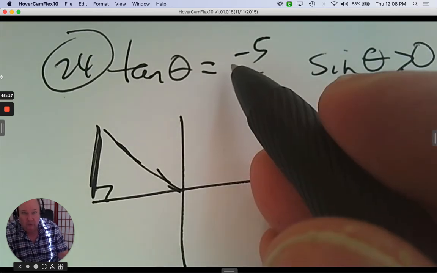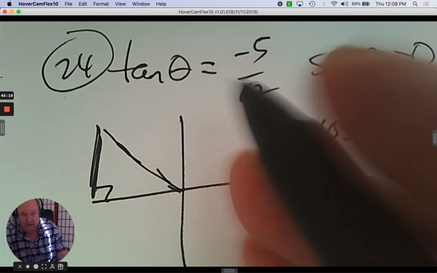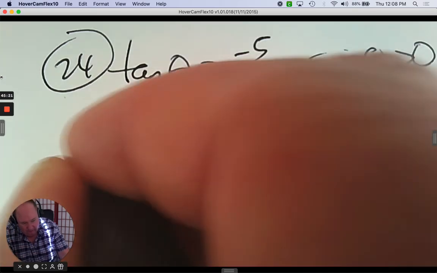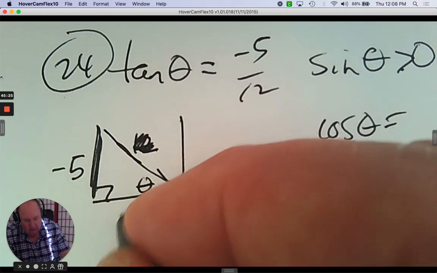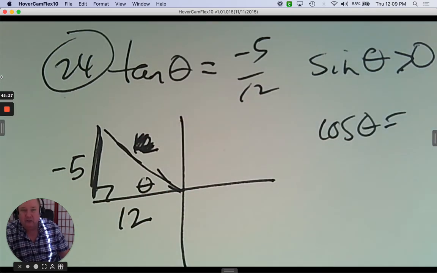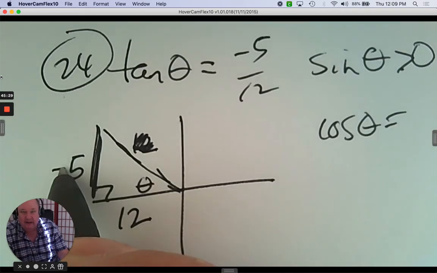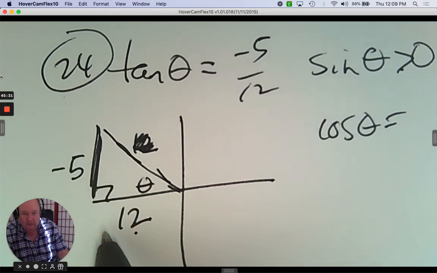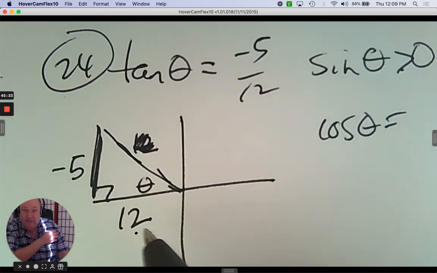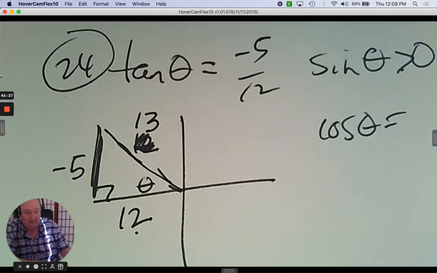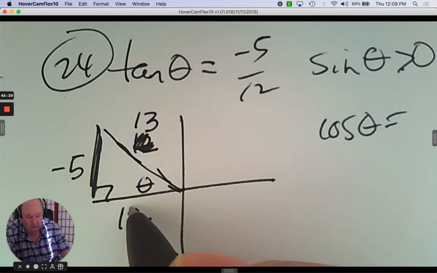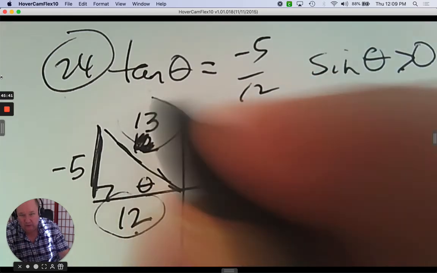What we know is that tangent by definition is opposite, which is negative 5, over, oops, I did that wrong, over adjacent, which is 12. So this is negative 5 over 12. Opposite over adjacent. Use the Pythagorean theorem, and you'd find that this answer is 13. And then from this triangle, cosine would be 12 over 13. Done.